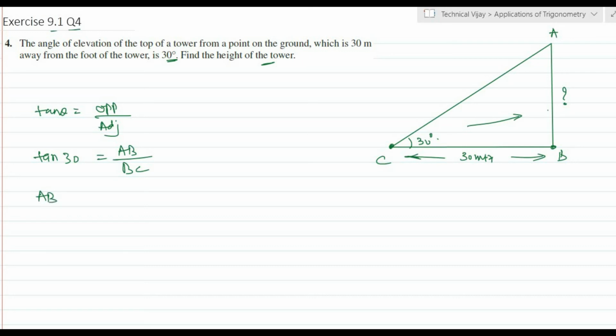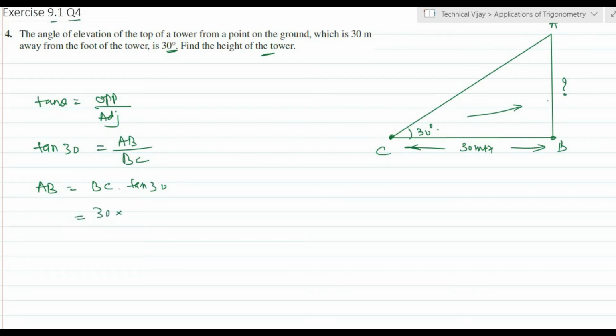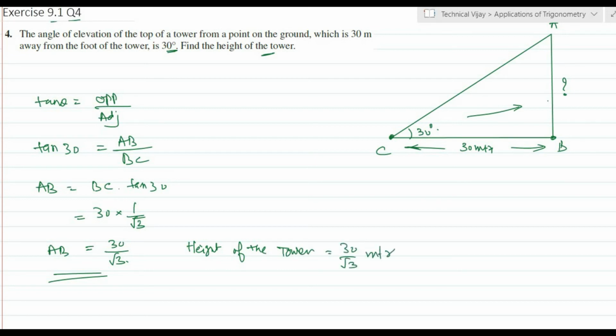So AB is equal to BC into tan 30. BC is 30 meters. Tan 30 is nothing but 1 by root 3. So this is equal to 30 divided by root 3. So this is the AB distance. So the height of the tower is equal to 30 divided by root 3 meters. We'll go for the next one.